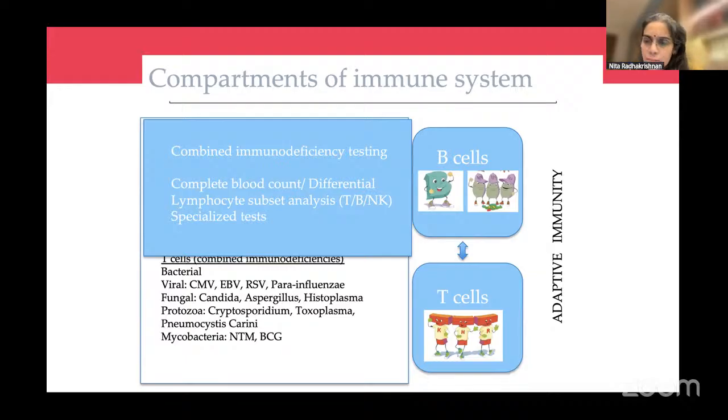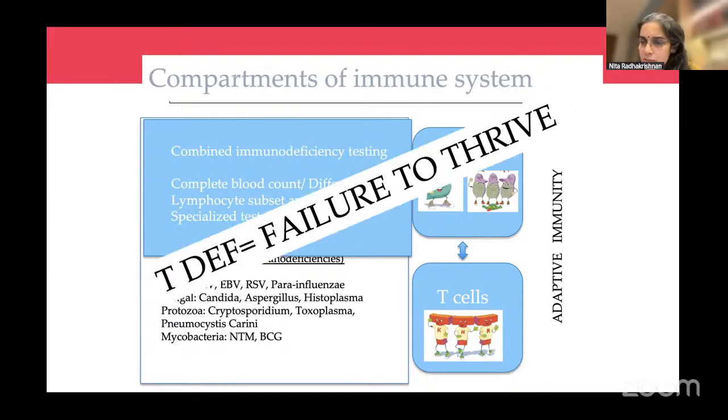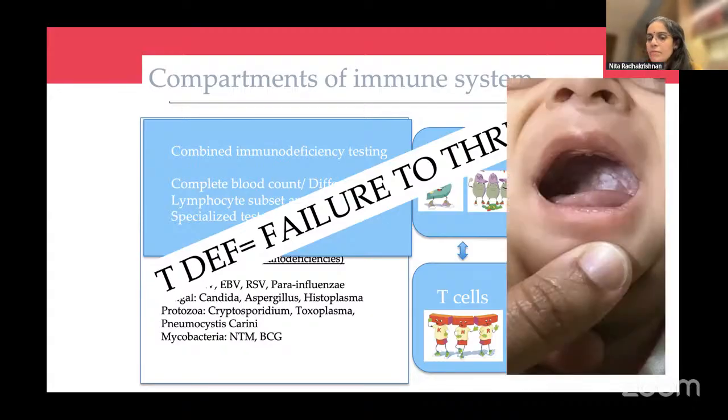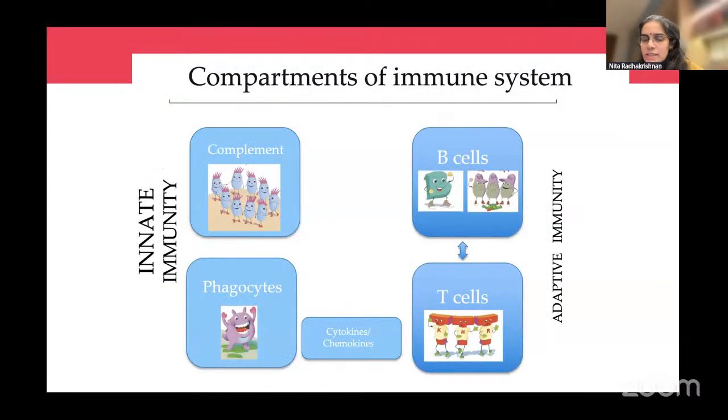So severe combined immune deficiency is not a single disorder. There are multiple genetic disorders which come under that, but the pattern gives us a clue as to which type of SCID it could be. And then there are so many other specialized investigations as well. A big clue to T cell disorders are failure to thrive in babies, chronic diarrhea, and chronic thrush. This is the kind of presentation that you would see.